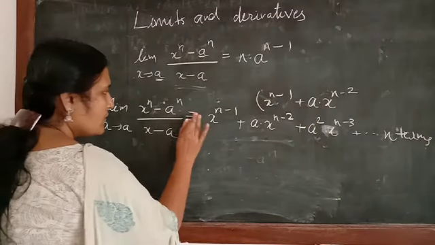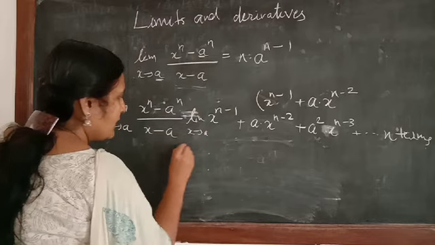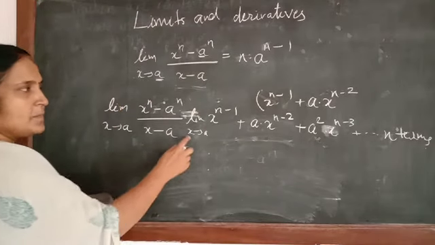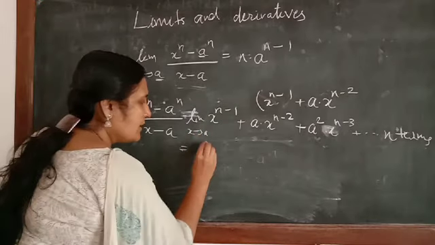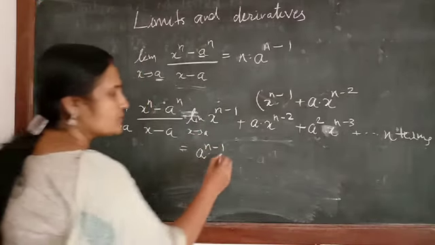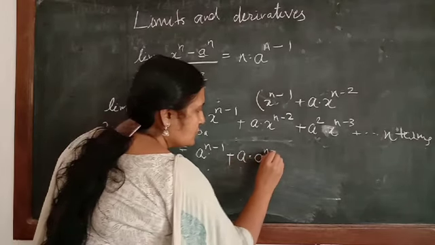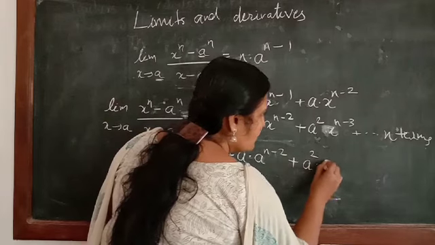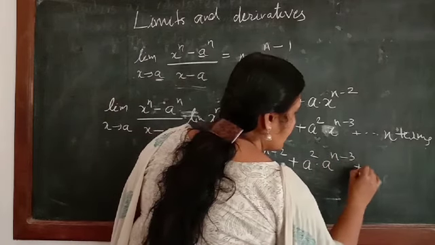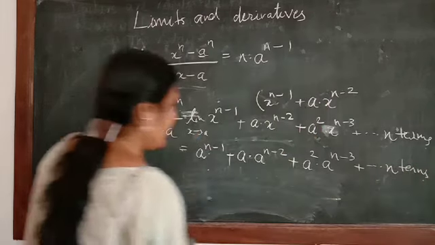So now here also limit will come there. Limit x tends to a. Now what we are going to do? In place of x, we are going to substitute a. So here it will be equal to a raised to n minus 1 plus a into a raised to n minus 2 plus a square into a raised to n minus 3 etc. Plus, how many times? Here we have till n terms.